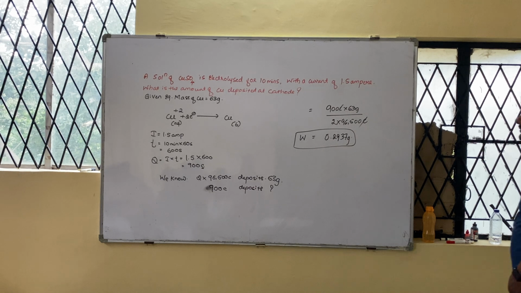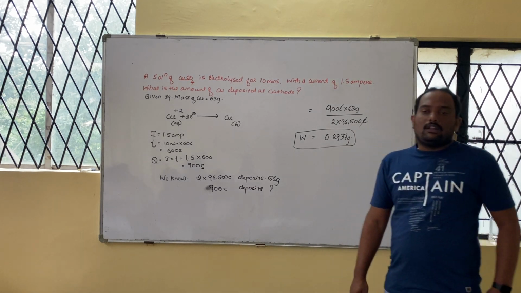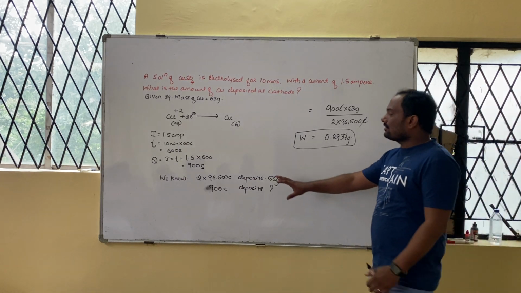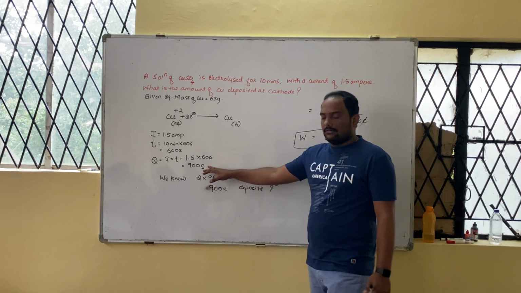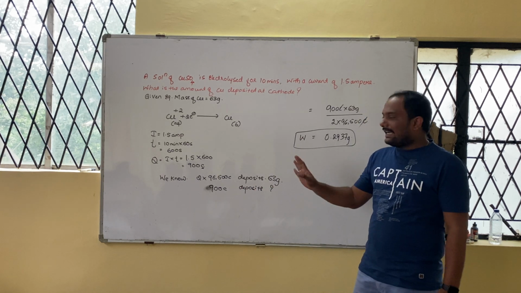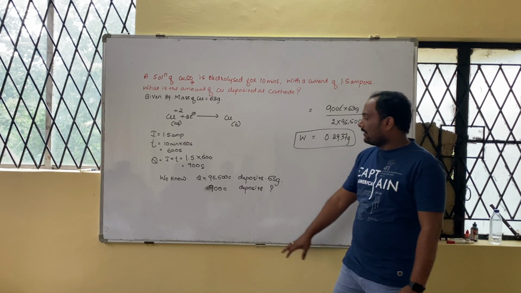0.37. Correct. All of you got the numerical? Yes or no? See, 2 into 96,000 deposits how much? 63 gram. But for us, how much coulomb is given? They are not given 96,500 coulomb. They are not given. But how much is given?